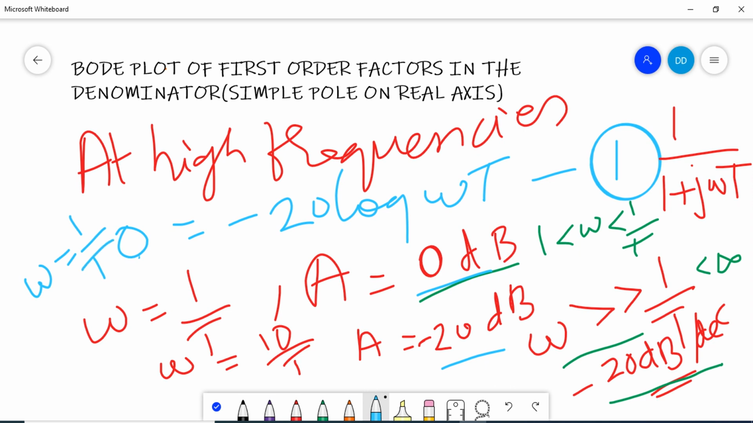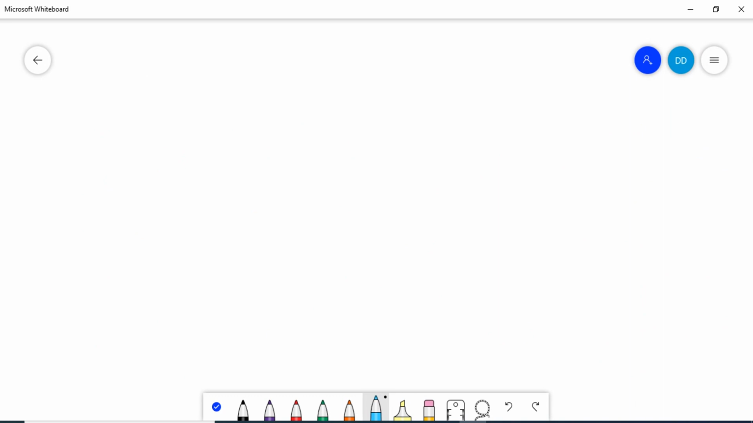So these two straight lines, the 0 dB line and the minus 20 dB line, are called straight line asymptotes. The frequency at which the asymptotes meet, where the 0 dB line and the minus 20 dB line meet, is called the corner frequency or break frequency. The corner frequency or break frequency is denoted by omega c equal to 1 by t, which is the corner frequency.